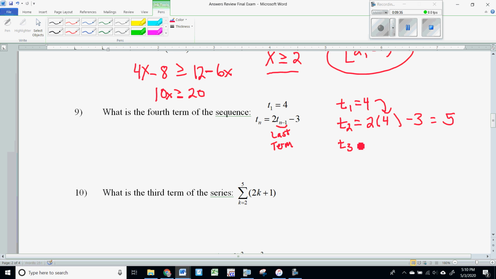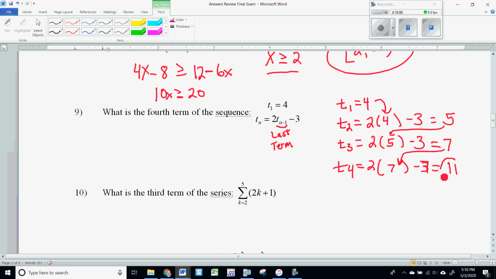My third term is 2 times the last term minus 3. My last term is 5, so that's 7. And now to find my fourth term, 2 times my last term minus 3, 7 drops into there, and that is 11. So my fourth term is 11.